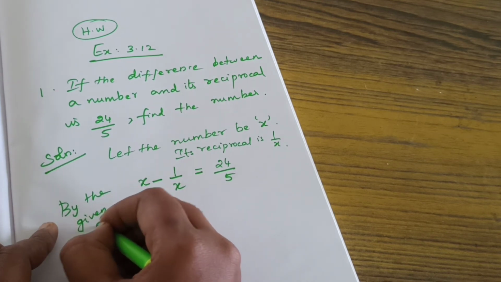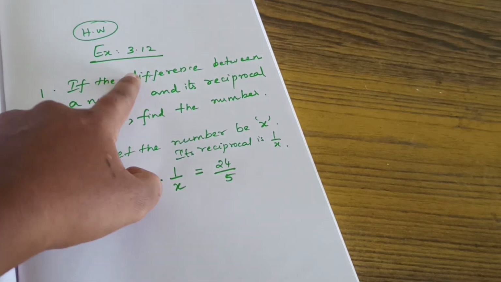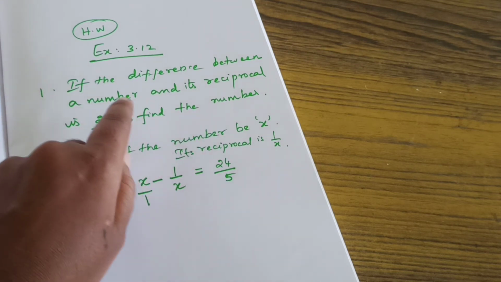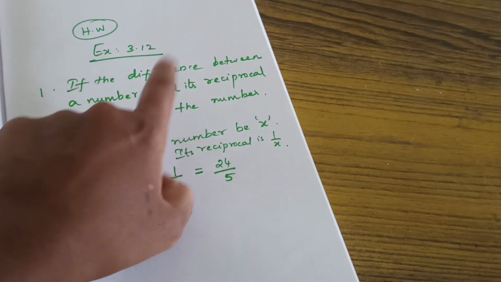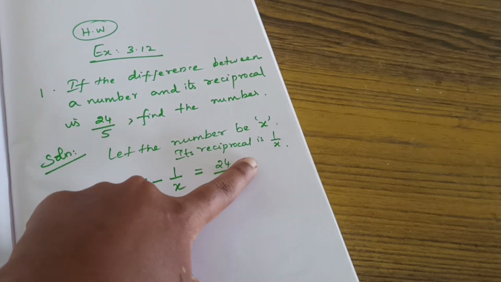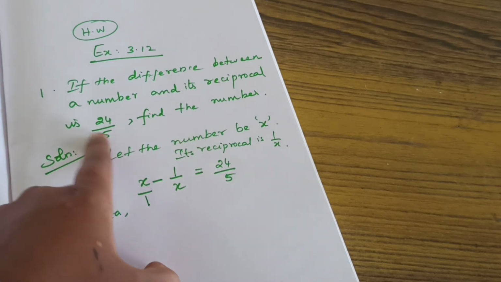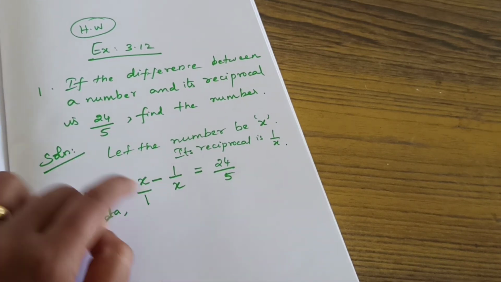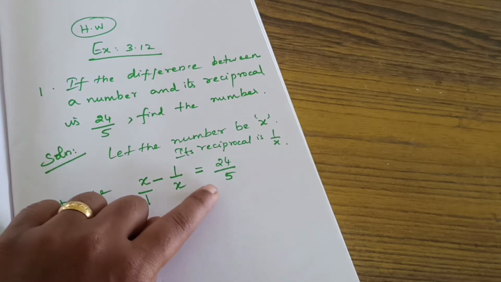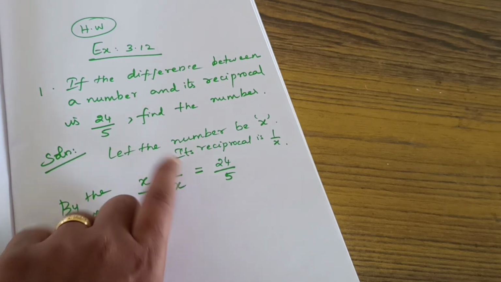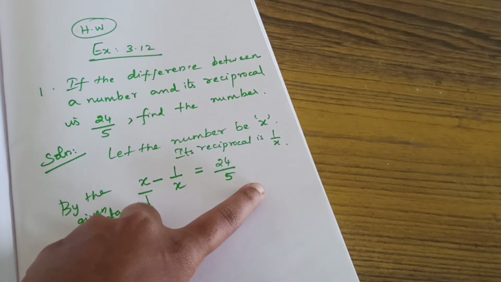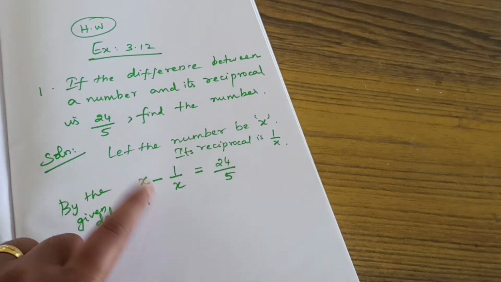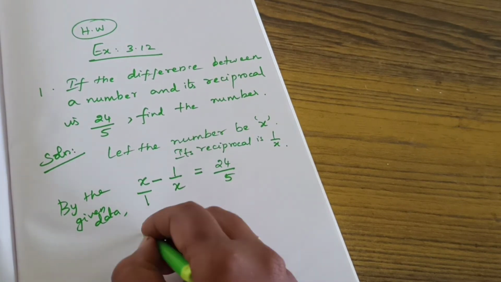By the given data, difference means minus between which numbers? A number, this number, and its reciprocal. Reciprocal means 1 by x. Is means equal to. Whenever you face is, was, will, in that place you need to put equal to. So 24 by 5. Find the number. The x value you need to find. Okay students?